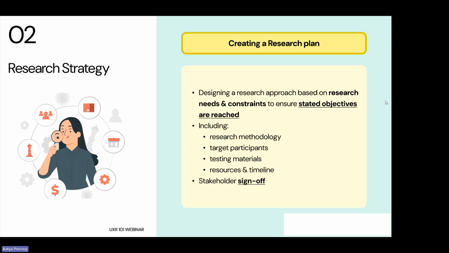For the next stage, I will be creating a research plan. So designing a research approach that will define the best methods given the research questions that we have and also the constraints that we're working under, to make sure that we get the type of insights that we need. And of course, this is the stage where I'm going to be getting the sign off from my stakeholders, just to ensure that what we've discussed at this stage, we're still aligned on it and we're still on the same page. We still have the same key objectives that we want to achieve.